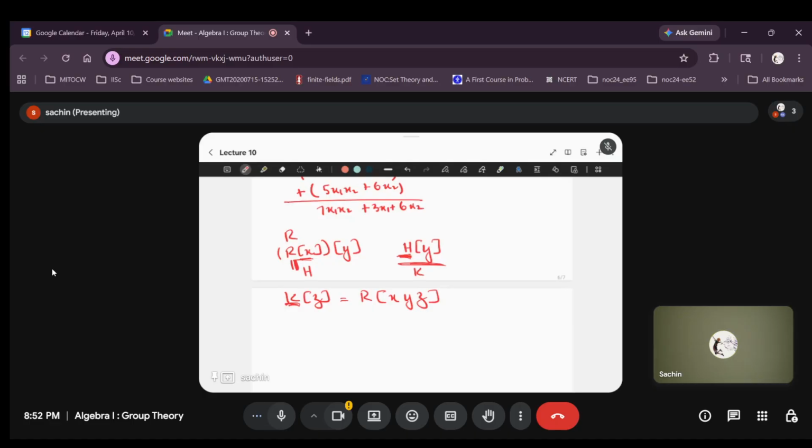Using polynomials you can construct fields. Yes, I'll do that. I'll do one lecture on finite fields.